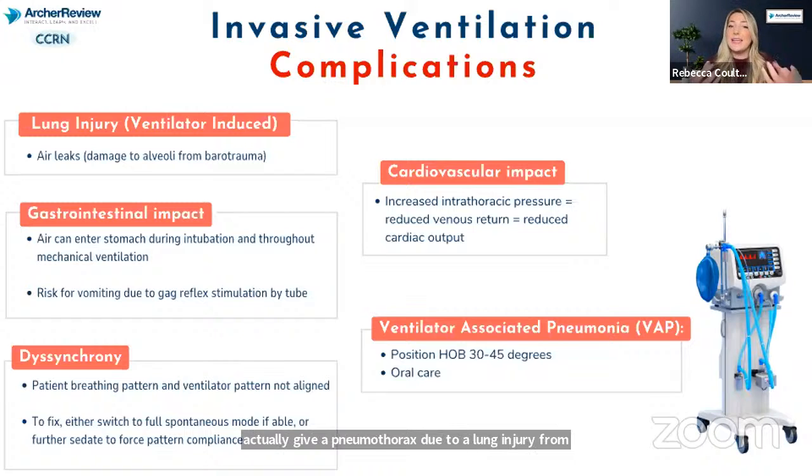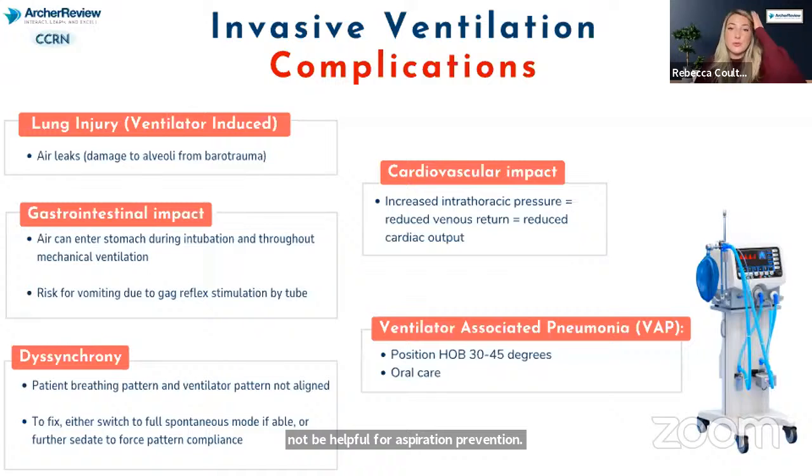Gastrointestinal impact: air enters the stomach during intubation and throughout their ventilation process. We can see a risk for vomiting due to gag reflex stimulation. That tube is sitting in that gag reflex area continuously. So this patient might feel nauseous and might vomit while they're intubated. That would not be helpful for aspiration prevention.